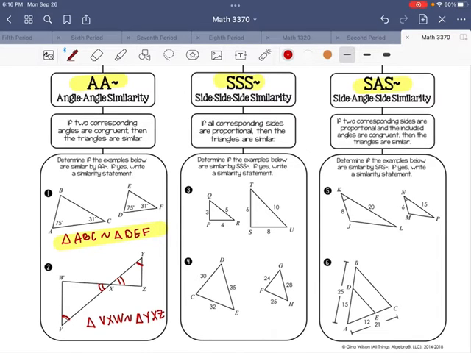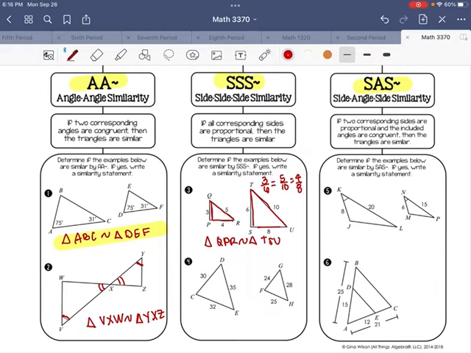For SSS, we just have to check that all the ratios are equal. So, for example, here on the first one, the 3 corresponds with the 6. So that'd be 3 over 6. The 5 corresponds with the 10, 5 over 10. And then the 4 corresponds with the 8. So if all these fractions are equal, then the triangles are similar by SSS. All of these will simplify to a half, so it's a little bit easier to tell. Yes, they are all proportional. So we can say that those triangles are similar by SSS. And we can write a similarity statement. Triangle QPR is similar to triangle TSU.